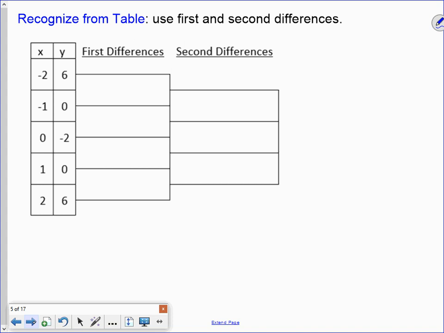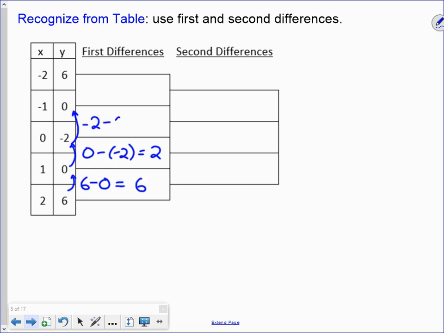So we're going to start at the bottom, and it's the lowest number minus the one above it. 6 minus 0 is 6. And we just work our way up. 0 minus negative 2 is going to give us 2, positive 2.